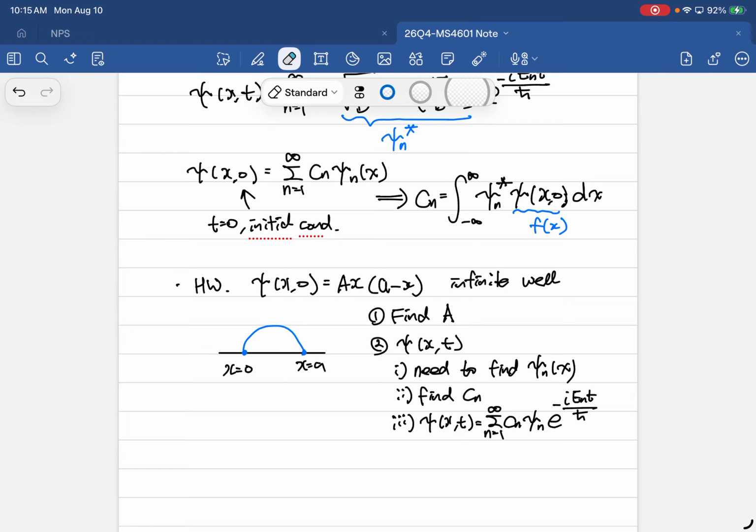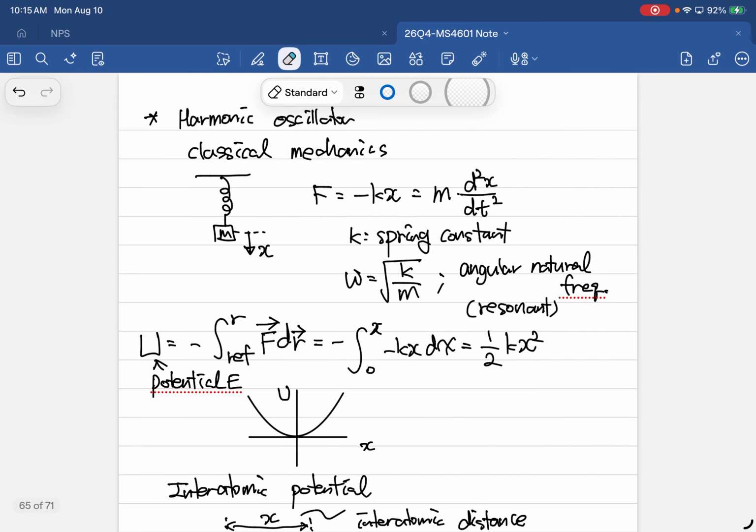So let's continue. After this one, we are going to look at the harmonic oscillator. You have probably seen this many times previously, but the harmonic oscillator is also a very useful concept for describing many other phenomena. For that, let us start with a basic concept. Just from classical mechanics, the harmonic oscillator is described as a simple spring mass system, right?